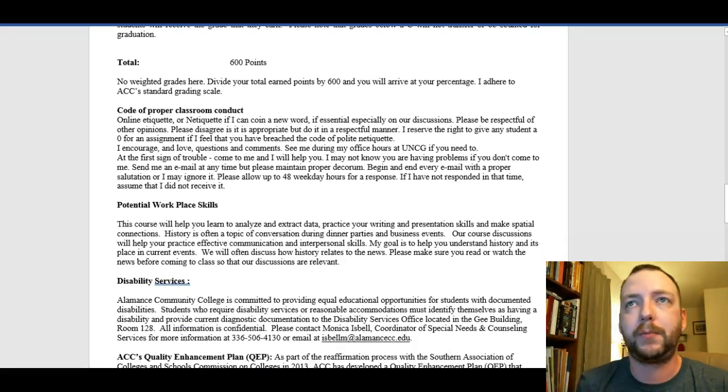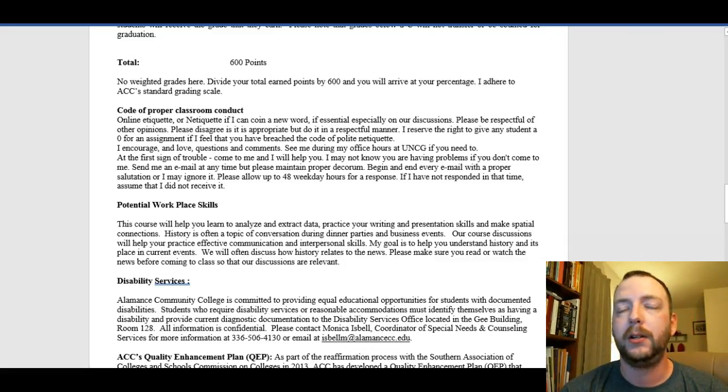So we've got some codes of proper classroom conduct. So online etiquette, or netiquette, if I can coin a new word, is essential, especially in our online discussions. Please be respectful of others' opinions. Please disagree if you have to. It is appropriate, but do it in a respectful manner. I do reserve the right to give any student a 0 for an assignment if I feel that you have breached the code of polite netiquette.